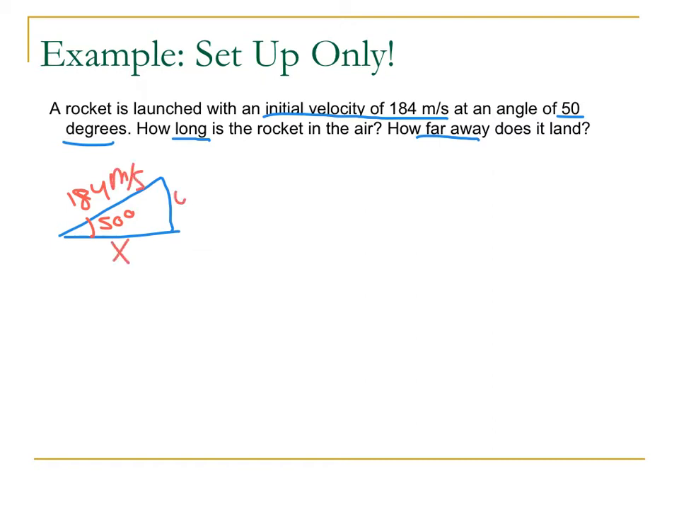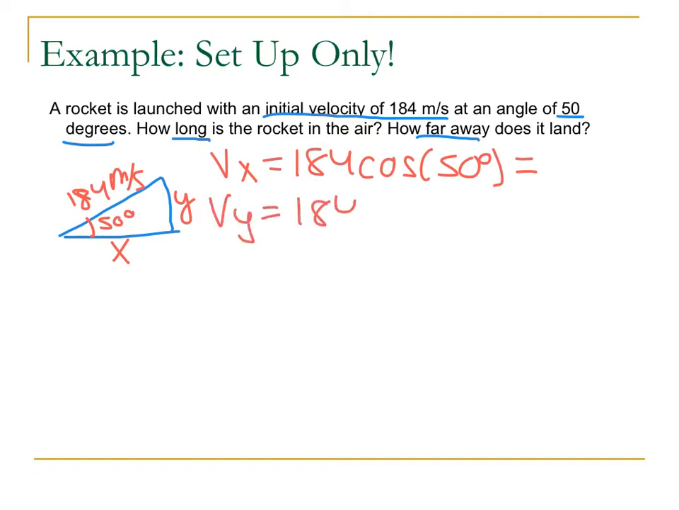And I have my x and my y. So my first step is to always solve for x and y. So my velocity in x is 184 cosine 50 degrees. My velocity in y is 184 sine 50. So I'm skipping a step here.